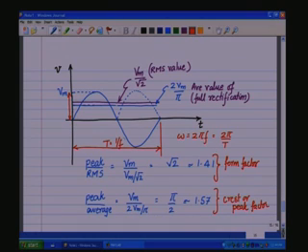The average value of the actual sine is 0, because the positive area cancels with the negative area. The average value of a full wave rectified sine wave, meaning taking the absolute value of the voltage waveform, will be 2 Vm by pi, or 0.637 Vm. The average value of a half wave rectified waveform would be Vm by pi, which is half of that value. And then there is an RMS quantity which we saw.